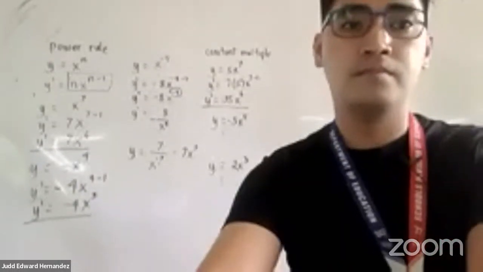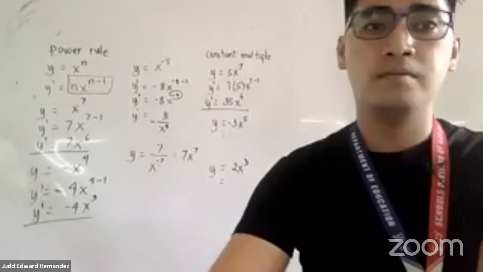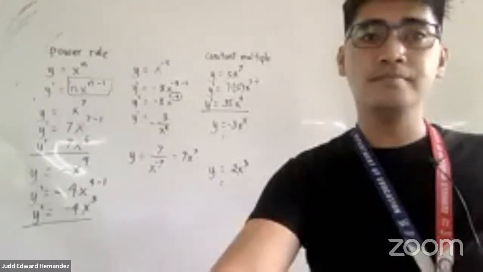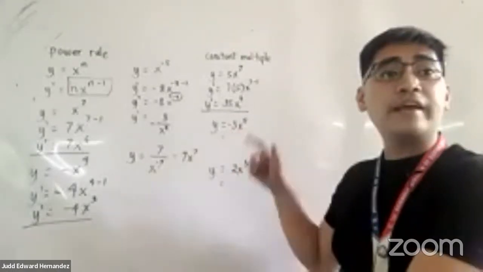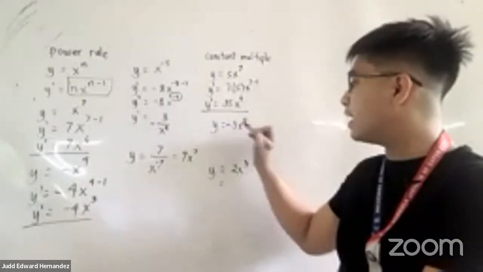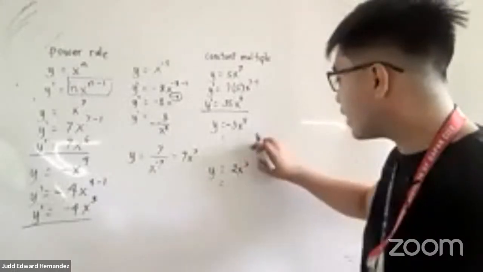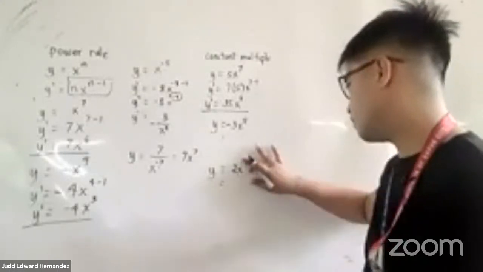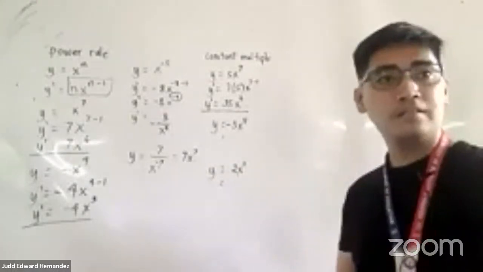Sir, ano po yung una? Malabo po kasi. Ano po yung unang given po? Y is equal to negative 3x raised to 5. Maliwanag na po, Kayla? Tapos ito naman po ay y is equal to negative 2x cubed. Okay na po?